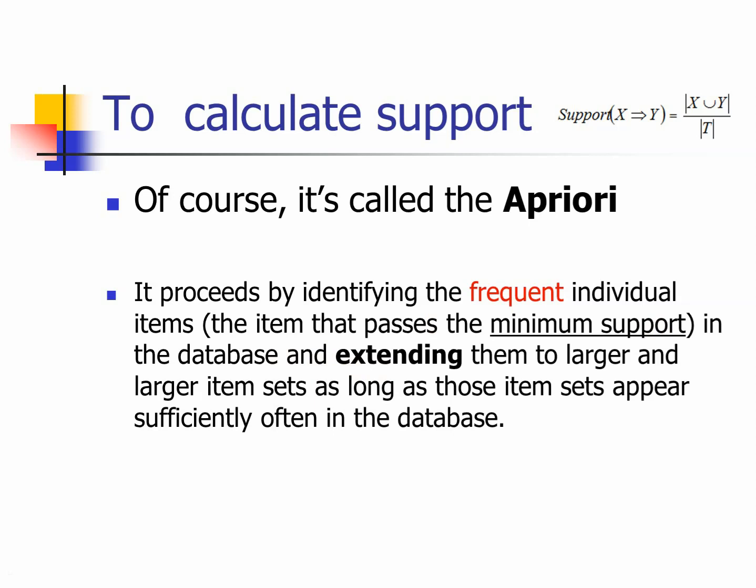item, extend them to a larger and larger item set as long as these item sets appear sufficiently often in the database. So basically, starting with one item set, look through the whole data set and find the one item sets that pass the minimum support, because only if the lower number of items can pass the minimum support, the higher number of items built on those can have a possibility to pass the minimum support.